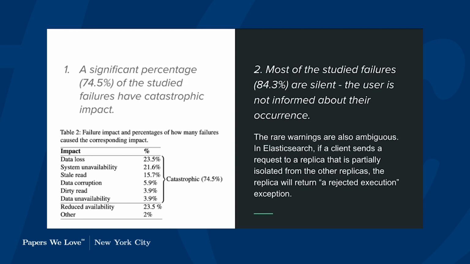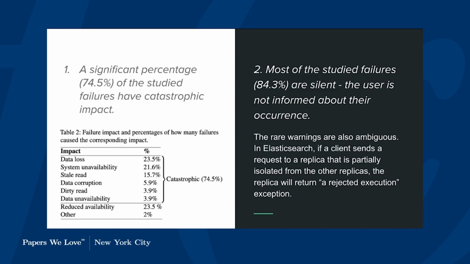So their first finding in digging into these failures is that a significant percentage, nearly 75%, of the studied failures have a catastrophic impact. Catastrophic, again, means we promised the cluster was going to do something, and thanks to a network partition, it no longer does that thing. So you can lose data, your system becomes unavailable, there's a stale read, your data becomes corrupt, you get a dirty read, and reduced availability is tied with data loss as one of the most common impacts.